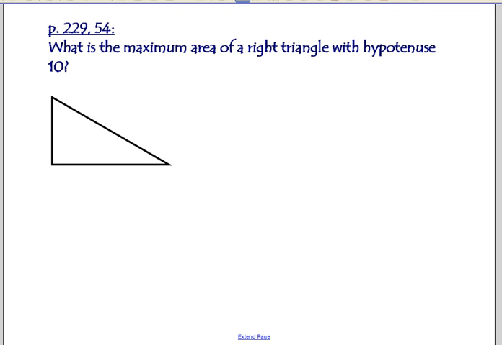All right. We're doing question number, it says 54. This is actually question 55. Sorry about that. Hopefully it will be saved correctly in the files here. This is question 55.